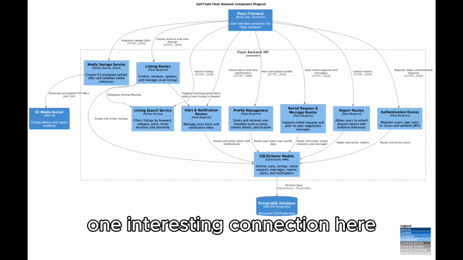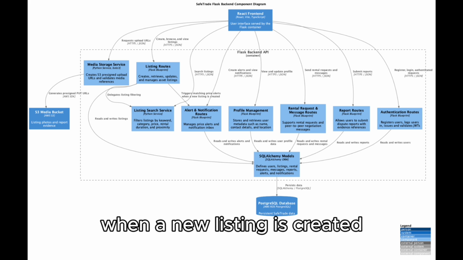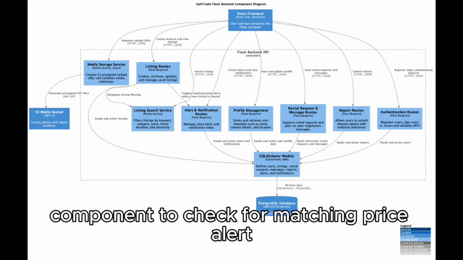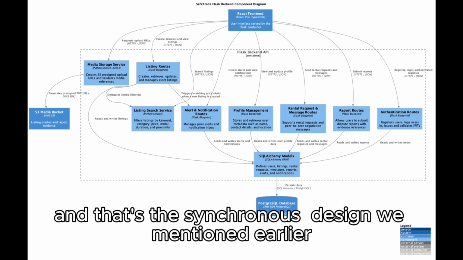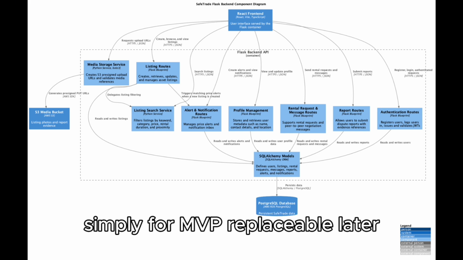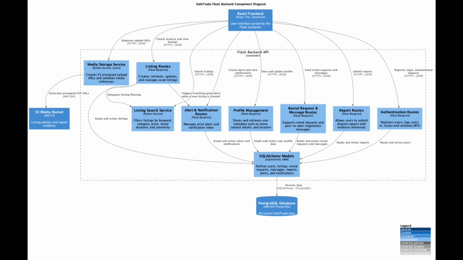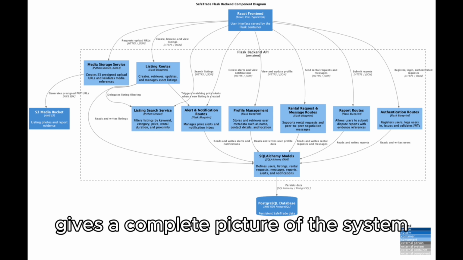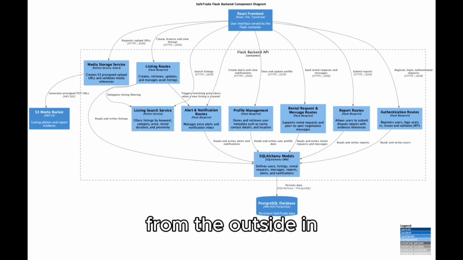One interesting connection here: when a new listing is created, the listing component directly triggers the notification component to check for matching price alerts. And that's the design trade-off we mentioned earlier: simple for the MVP, replaceable later. These three diagrams together give a complete picture of the system from the outside in.